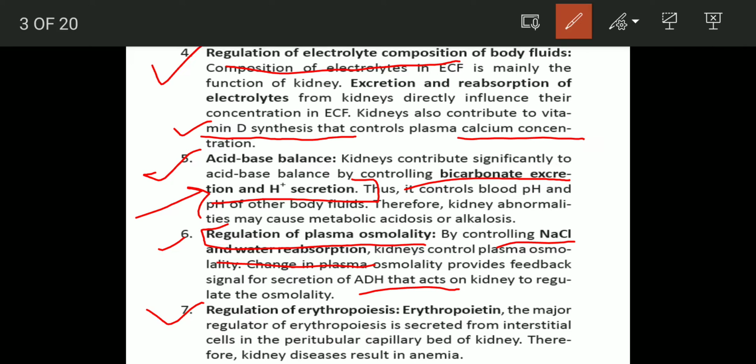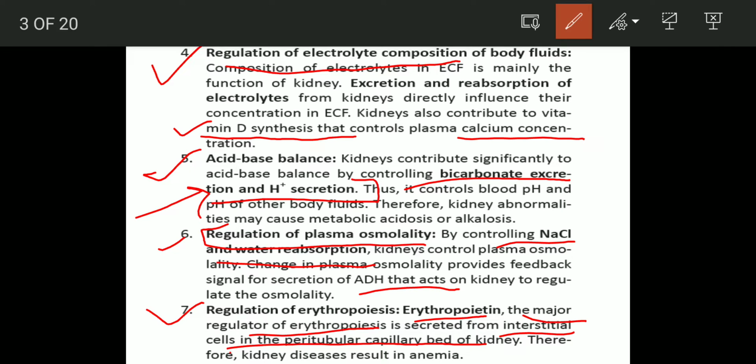The 7th point is about the regulation of erythropoiesis. The erythropoietin hormone helps in the synthesis of RBCs. This erythropoietin, the major regulator of erythropoiesis, is secreted from the interstitial cells in the peritubular capillary bed of the kidney. So that is the main reason.